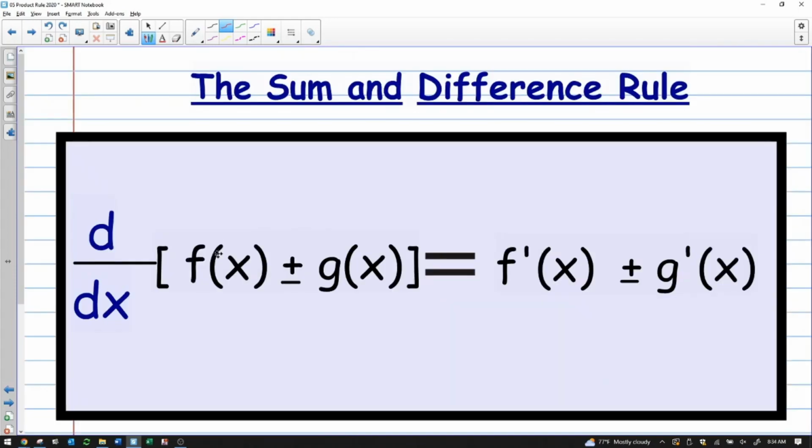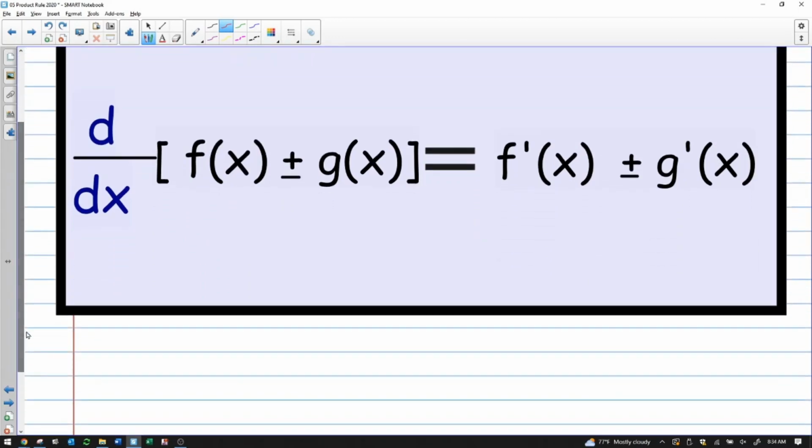And then we talked about the sum and difference rule in derivative land. This also works for limit land, where if you have a bunch of terms just strung together with pluses and minus signs.